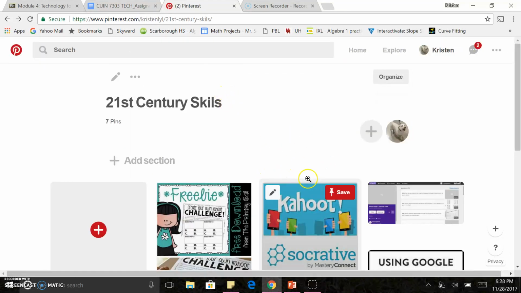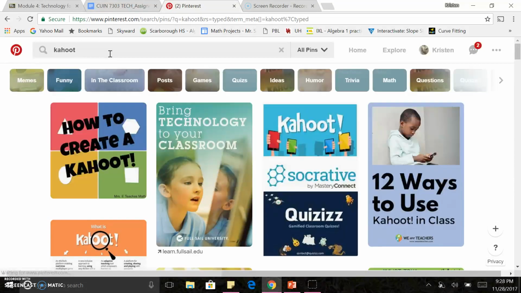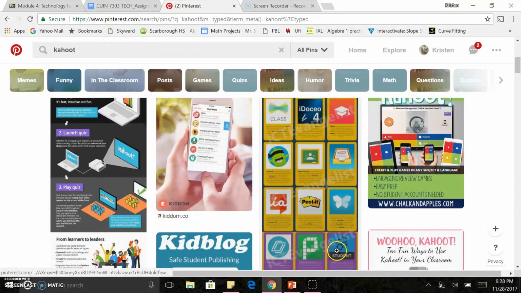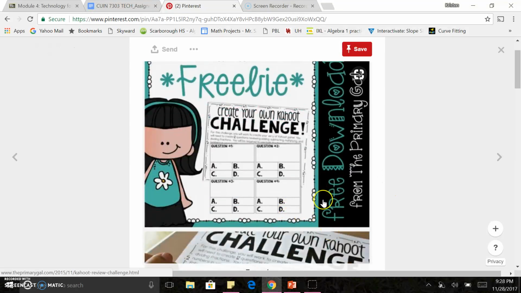I also like to use Pinterest to figure out other ways to use Kahoot. So I'm going to search for Kahoot. And this is another way that I've never used Kahoot before, but it seems interesting, where students can make their own Kahoot. They like to play it, but it'd be interesting for them to find out the background knowledge. So they have to create their own questions and then create the correct answer and three wrong answers.